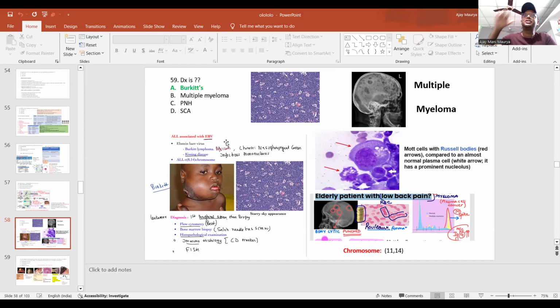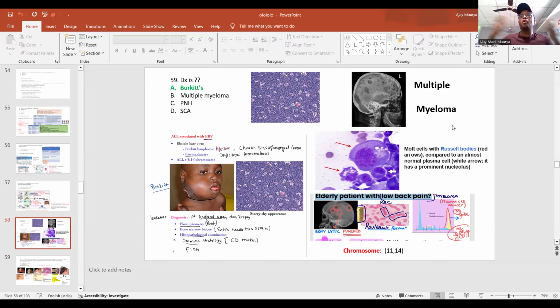Always they are going to give these two together, Burkitt's and multiple myeloma. For multiple myeloma, remember mott cells with Russell bodies. There is going to be a history of an elderly patient with lower back pain, hip pain, and they will give something, and the answer will be multiple myeloma. Multiple myeloma is a tumor of the plasma cells.